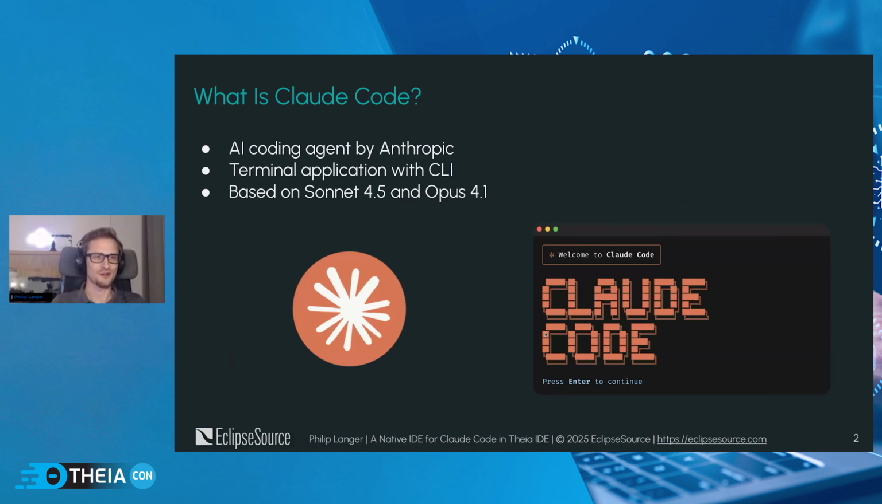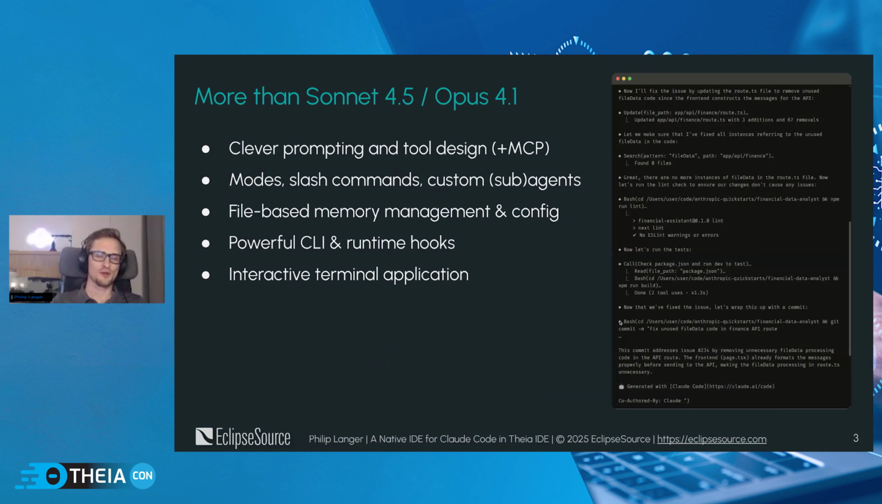So just in case you haven't heard about Claude Code yet, Claude Code is a very, very popular AI coding agent provided by Anthropic. It comes as a terminal application with a very powerful command line interface, and obviously it is based on Anthropic's language models such as Sonnet 4.5 or Opus 4.1. Of course, it's much more than these language models from Anthropic. The interesting part is that it adds a lot of clever prompting and tool design on top, really geared towards supporting developers in feature development, bug fixing, workspace exploration, and all of that.